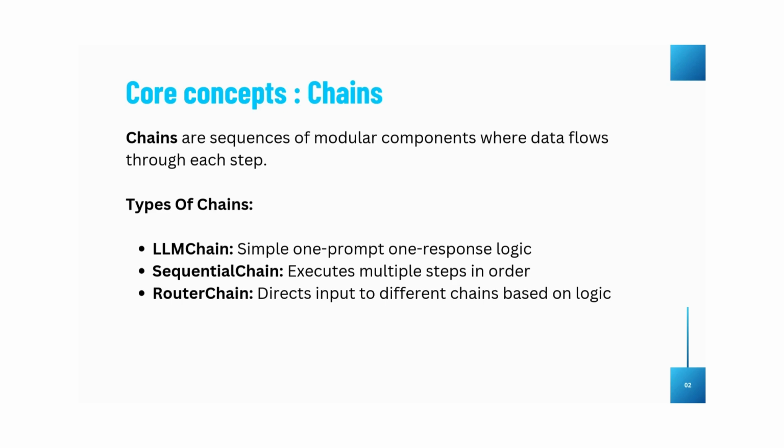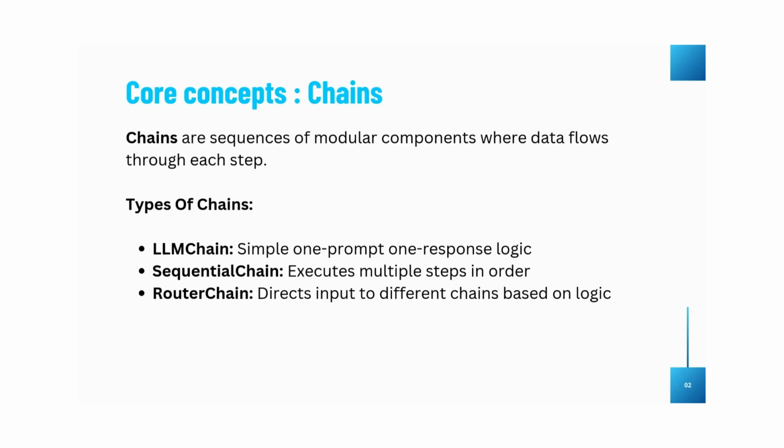Second, sequential chain. Do you need to run multiple steps in a row? That's where the sequential chain comes in. It lets you chain together several LLM calls where the output of one becomes input for the next.